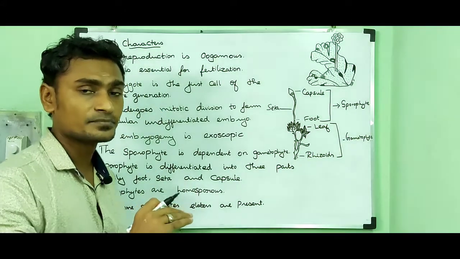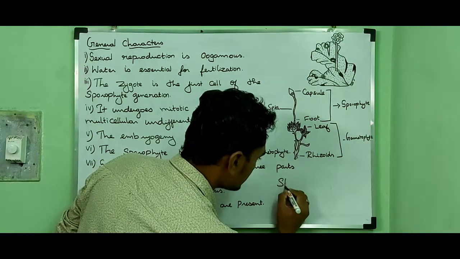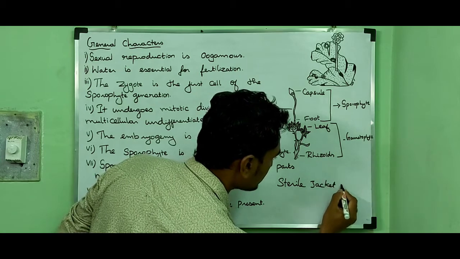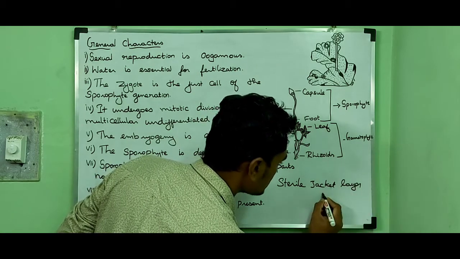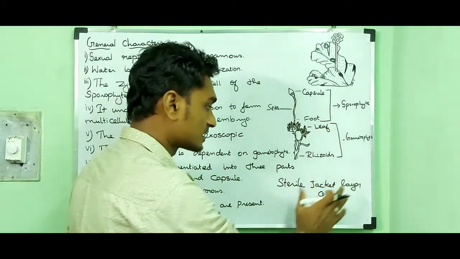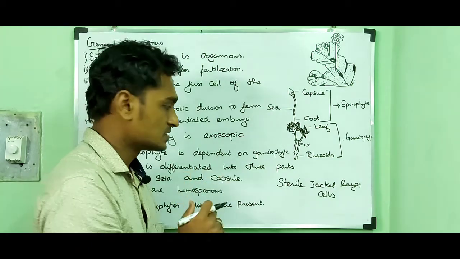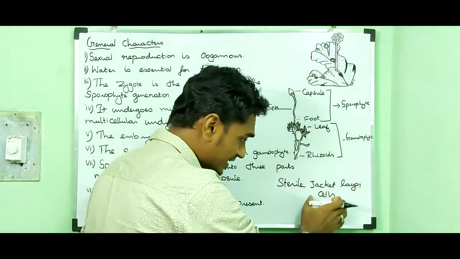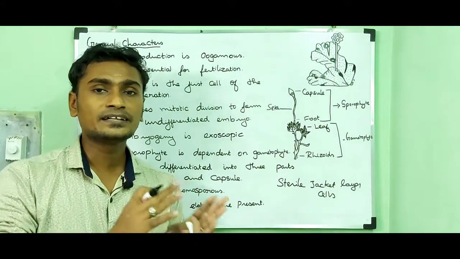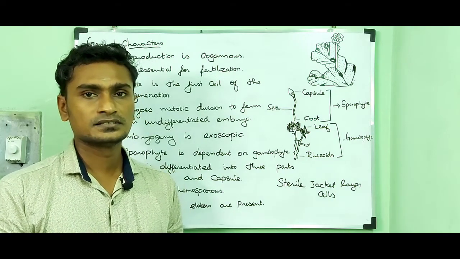So antheridia and archegonia are protected by sterile jacket layer cells, and they are multicellular. Sterile jacket layer cells are multicellular. They are made up of more than one cell. So these sterile jacket layer cells are able to protect archegonia and antheridium from desiccation and mechanical damage.